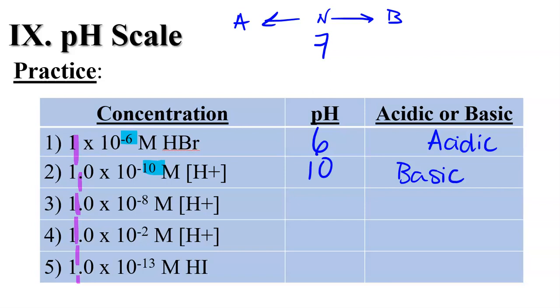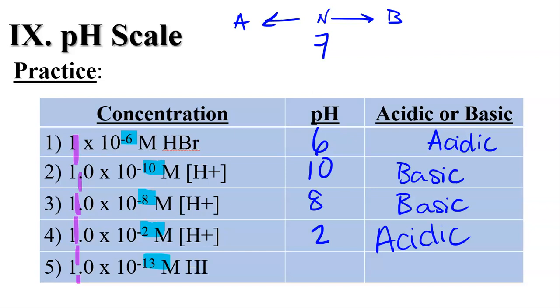Next one, we have negative 8, change that into a positive, so it's going to be 8. That's above 7, so this is basic again. Next one is negative 2. We're going to change that into a positive, so it's going to be positive 2. And that's below 7, so it's going to be acidic. And then the last one, we've got 13. Ooh, that's pretty basic. So it's going to change into a positive 13, and that's way up there, so it's going to be basic.